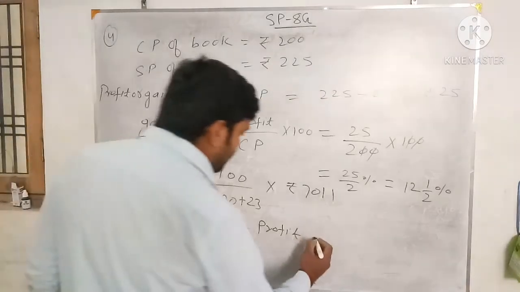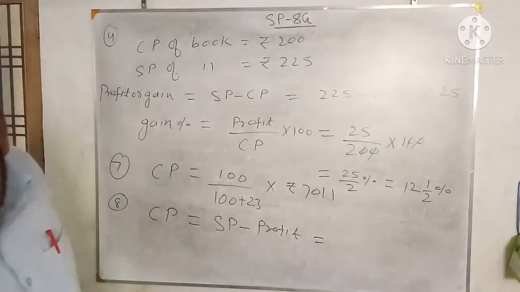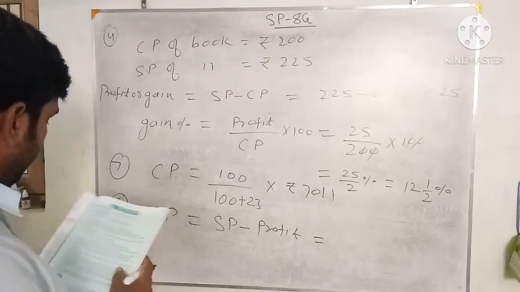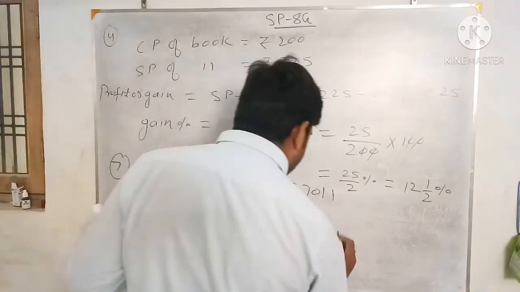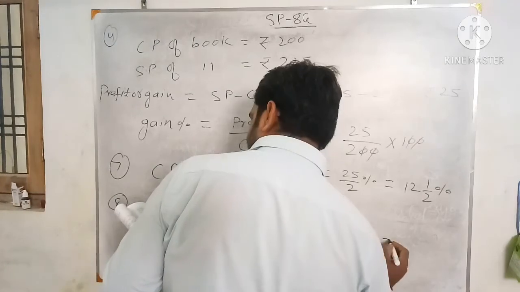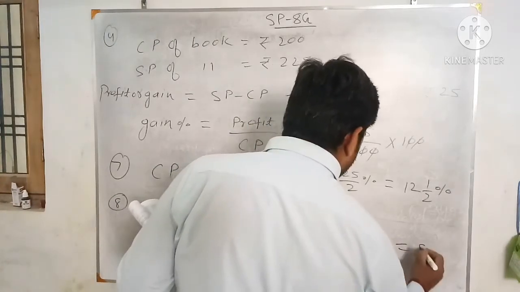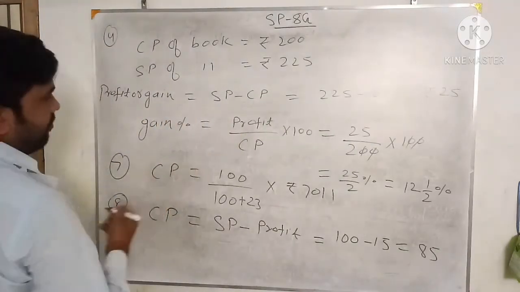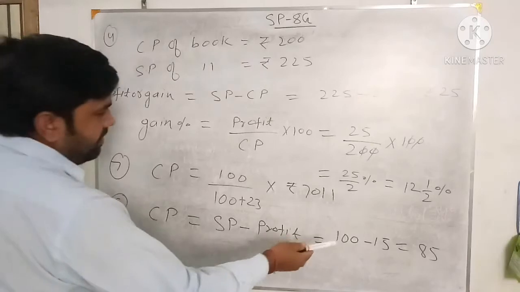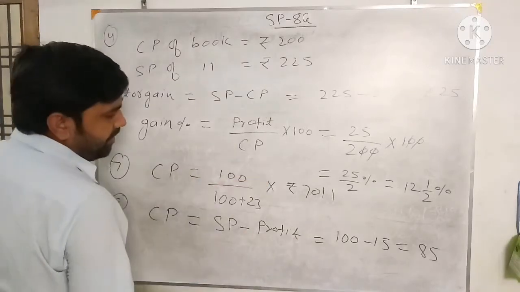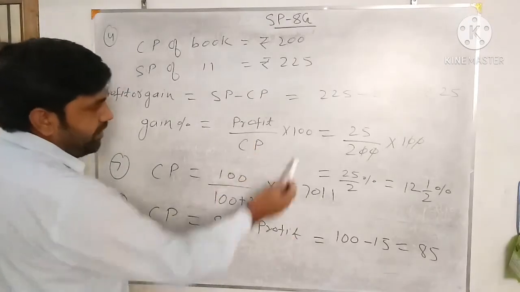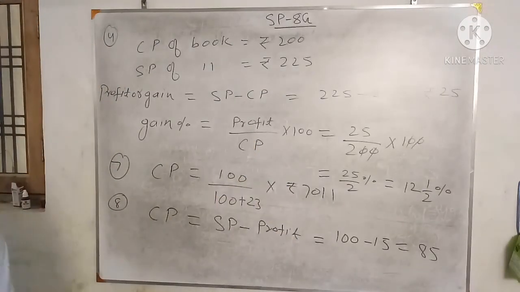So what is the CP here? Selling price is given, 100. So selling the article for 100 and profit is 15 rupees. So 100 minus 15, 85 rupees is the cost price. So profit percent is equal to what? Put in this formula: profit percent, that is gain percent, is equal to profit upon cost price into 100. Profit is 15, cost price is 85. 15 upon 85 into 100 will give you the answer. Now we see the next question number 9.